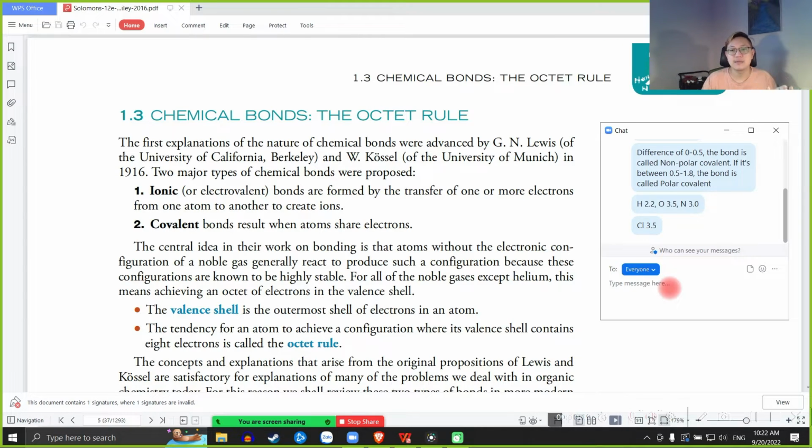Okay, let's say that between H and O, what bond is that? H and O? Yeah. Polar covalent. Yeah, because the difference is like 1.3, isn't it? Good, very good. So between oxygen and nitrogen. Oxygen and nitrogen. O and N. Okay.